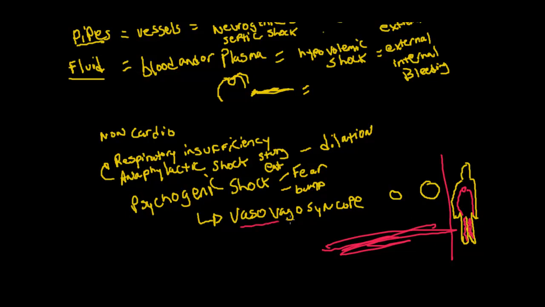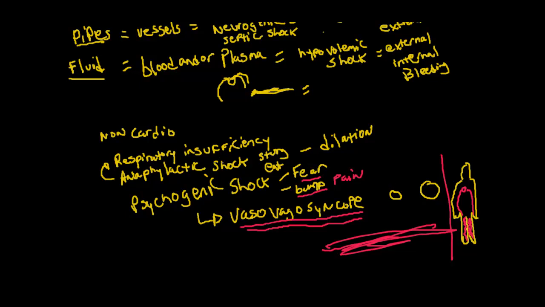So vasovagal syncope, some researchers think it is a survival mechanism we have back from the caveman days. And so if you were being eaten alive, you wouldn't have to experience that. Severe fear or pain could cause vasovagal syncope to occur. It's a form of psychogenic shock, and you wouldn't have to undergo or experience some sort of trauma like that.